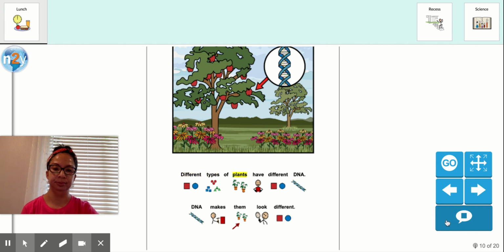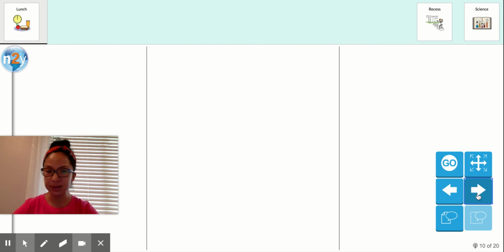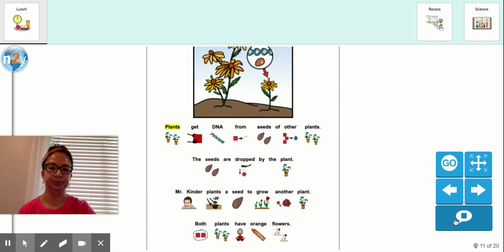Different types of plants have different DNA. DNA makes them look different. Okay, so they all have different DNA, and you know that because there's so many different kinds of plants. There's trees, like apple trees. There's fruit trees, there's fruit plants or vegetable plants, there's flowers, there's grass, there's all kinds of plants, and they do different things and they look different. They smell different sometimes.